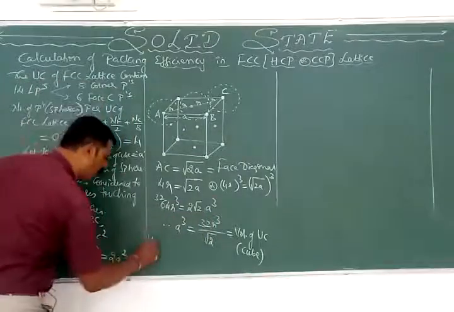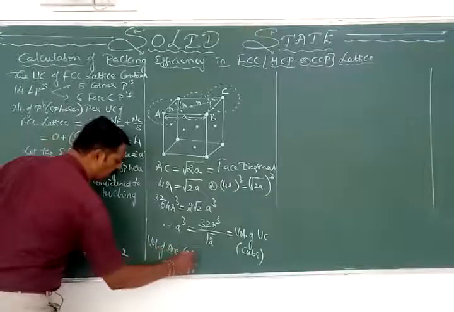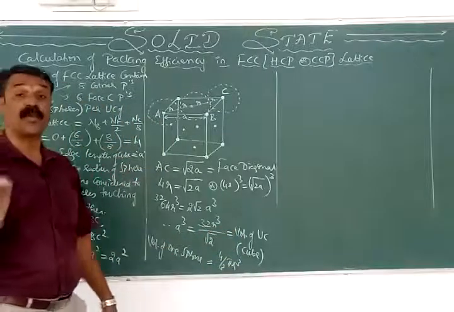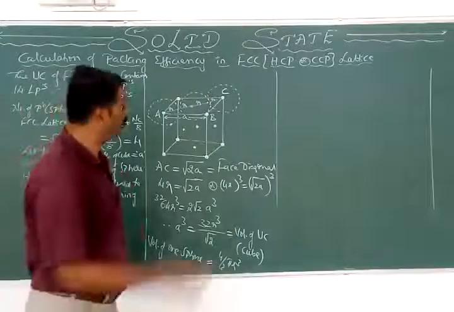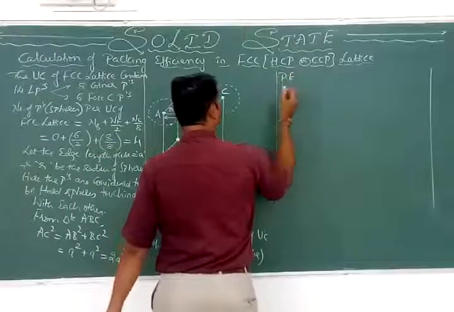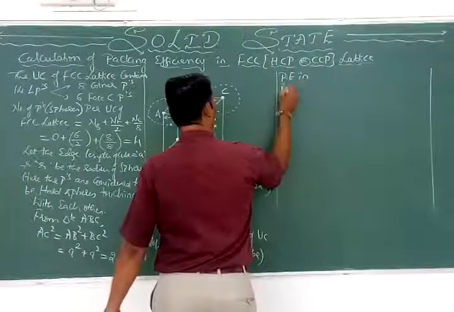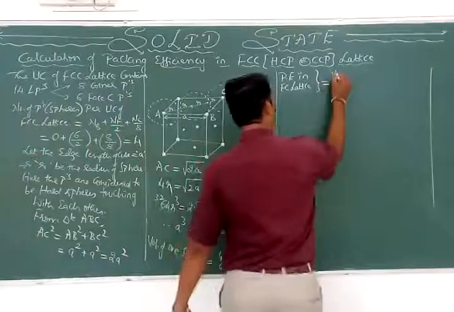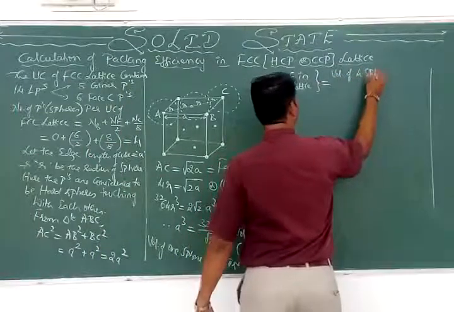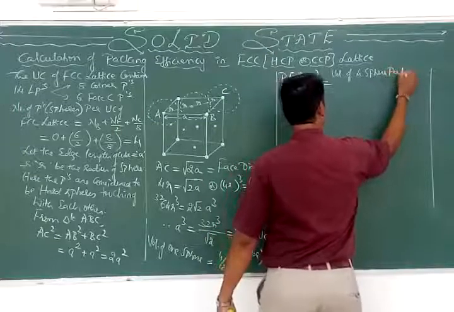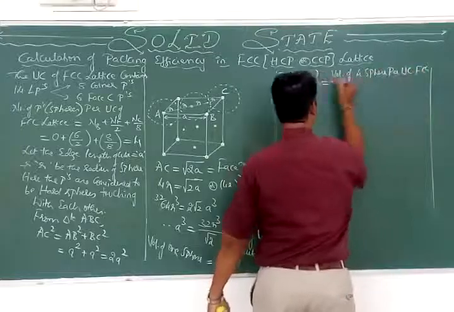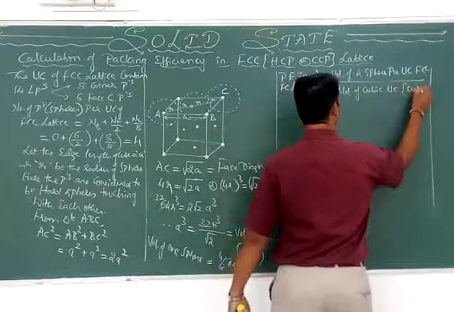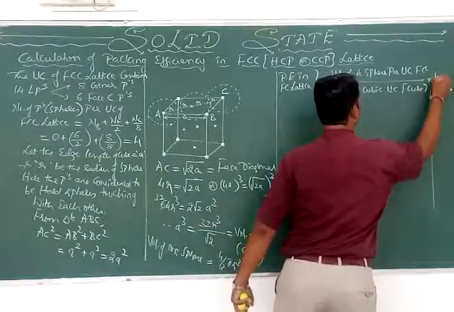Then also, what is the volume of one sphere? As usual, the same thing we have discussed. It is equal to 4 by 3 pi r cube, because r is the radius of the sphere. Then apply the definition. Packing efficiency in FCC lattice is equal to volume of four spheres per unit cell of FCC divided by volume of cubic unit cell, or simply the cube, and if I need the percentage, it has to be multiplied by 100.